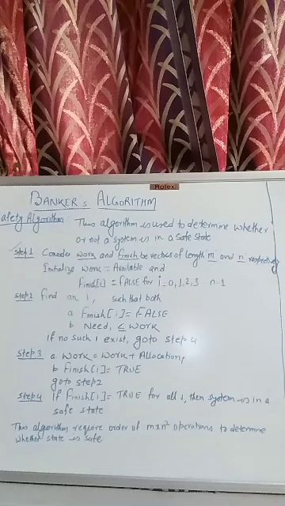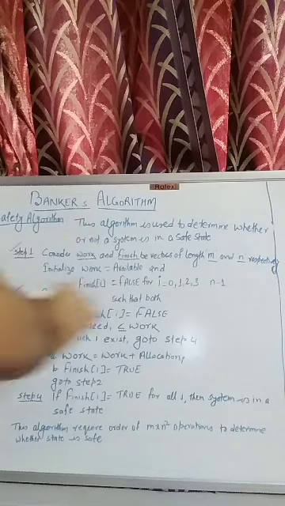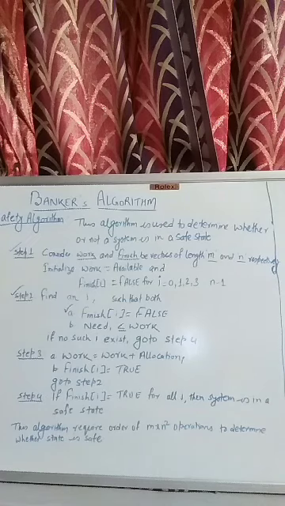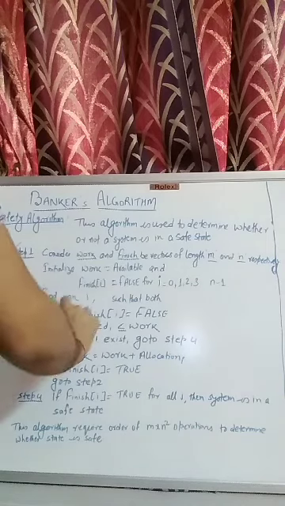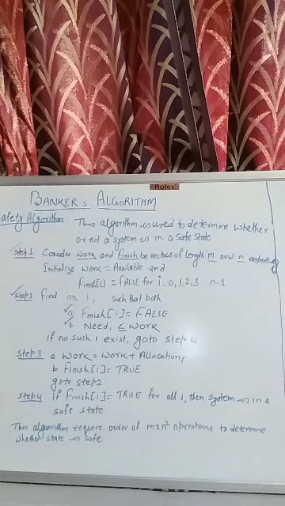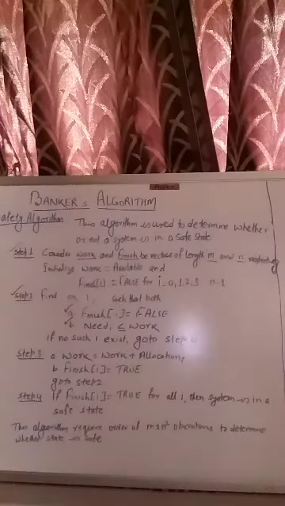In step 2, now we find an I, that is a row, such that both finish of I equals false, for that particular row finish of I value is false, and need of I is less than or equal to work. If no such I exists, then go to step 4.